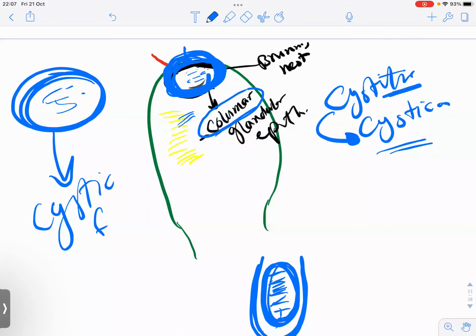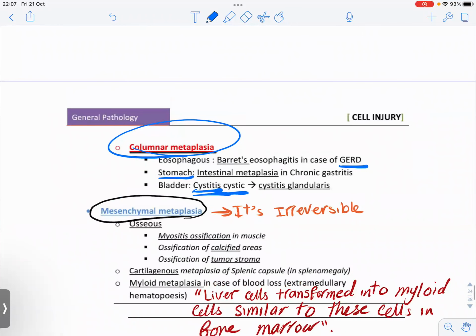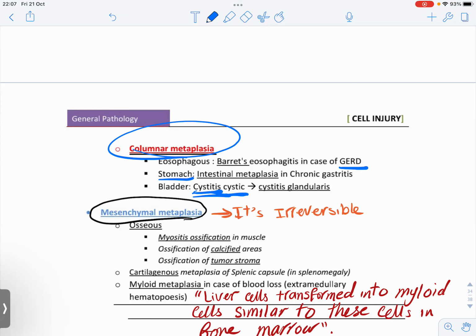All types of epithelial metaplasia are reversible. We can get rid of the cause, and the cells will come back to their natural structure. For example, if you are a smoker and you have a squamous metaplasia, if you stop smoking, then this metaplasia will come back to the natural columnar epithelium.